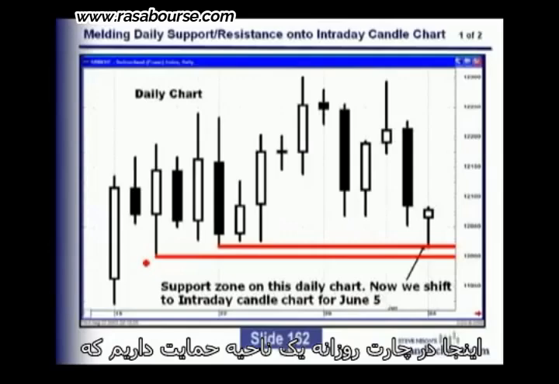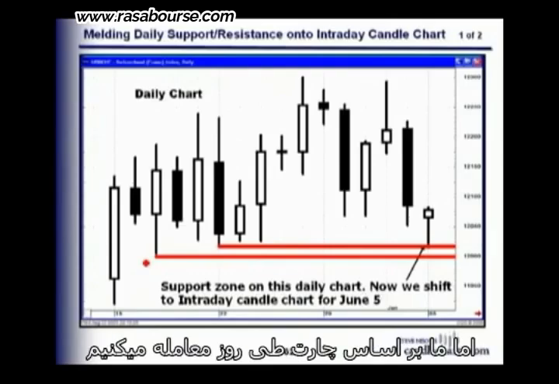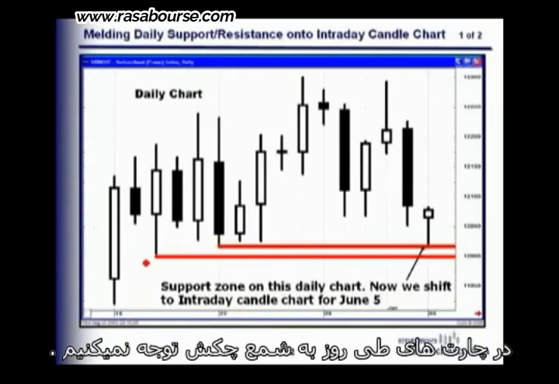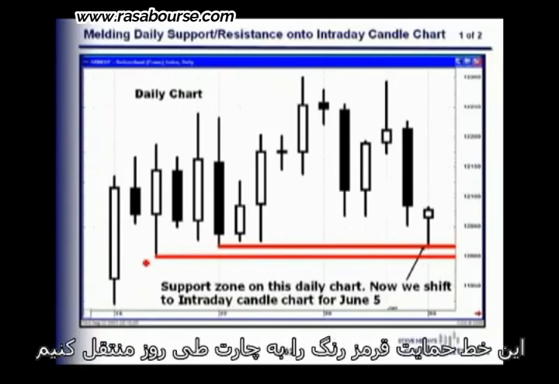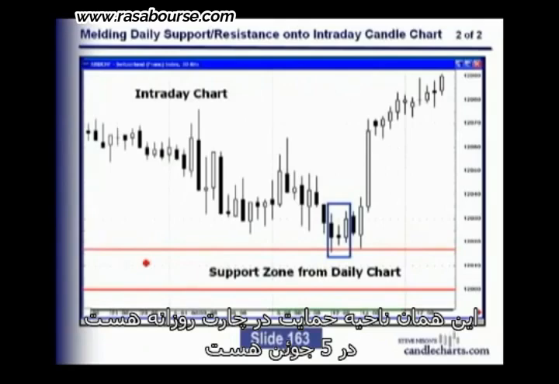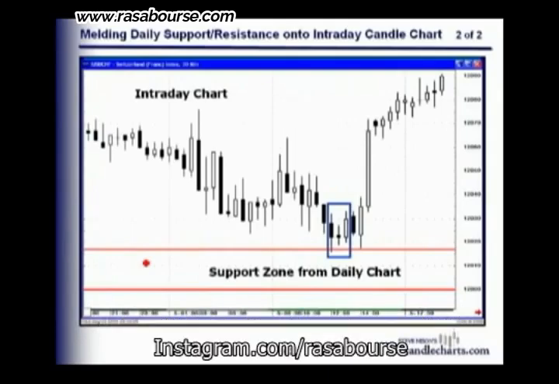Here we have a very obvious support zone on the daily chart, shown by the two red lines. Now, yes, it closes a hammer, but we're an intraday trader. We don't look at a hammer on an intraday chart. What we're going to do is throw this red horizontal support line, on June 5th, onto our intraday chart. And that's the support zone from the daily chart. On June 5th, this is a 30-minute chart. See what we got? A morning star.